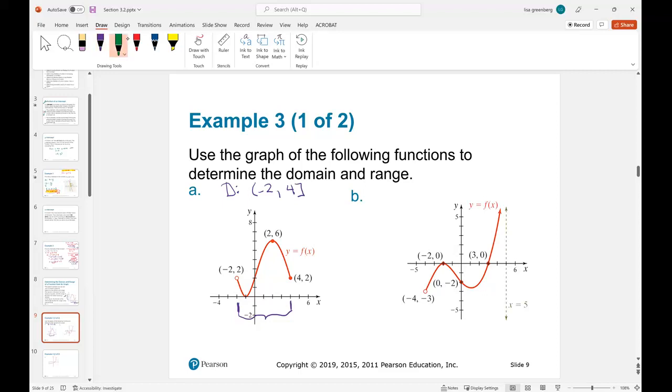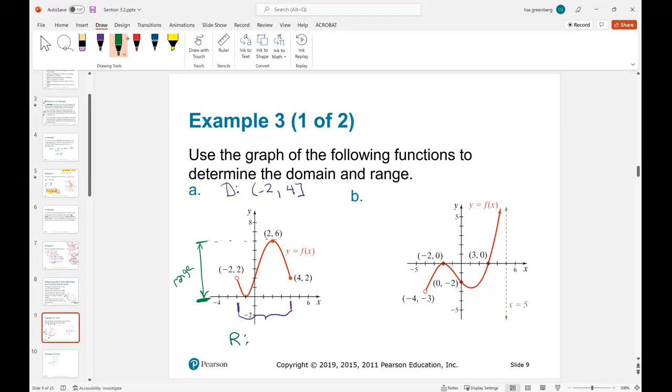Now let's talk about our range. Well, our range, the smallest value is on that point right there, hits the x-axis, and our largest value is right here, right? So between here and here, this is my range.